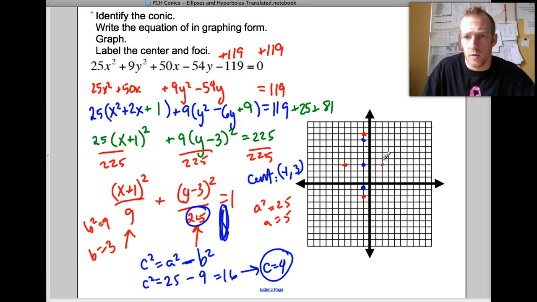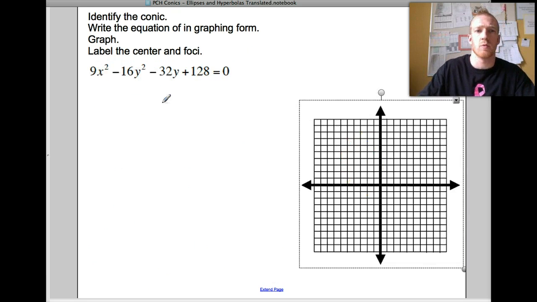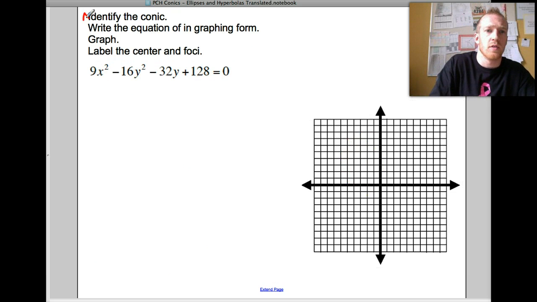So there's 3 over, and there's our ellipse. Alright, so let's check this second one. Identify the conic. This is key here.